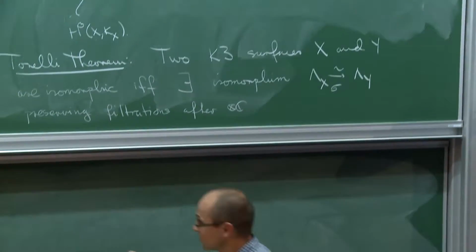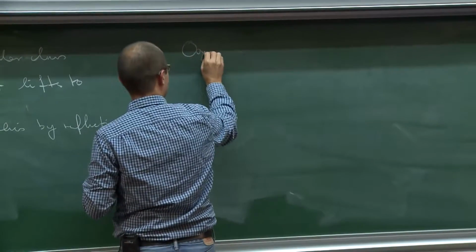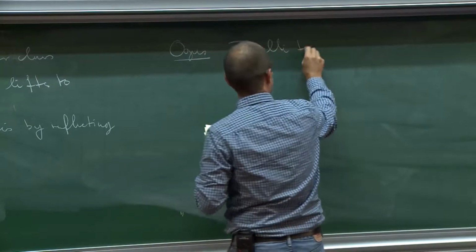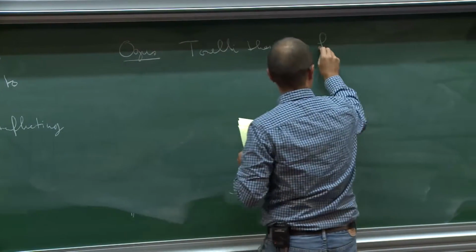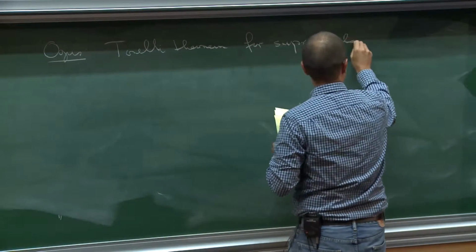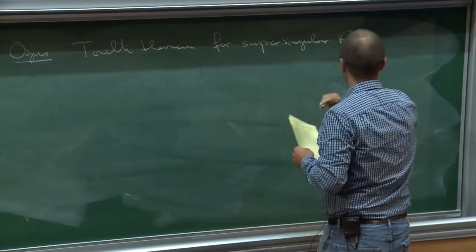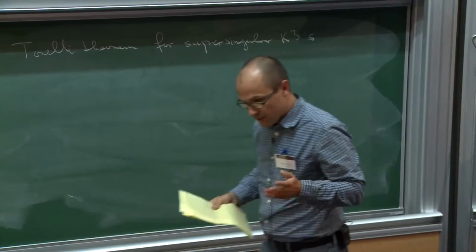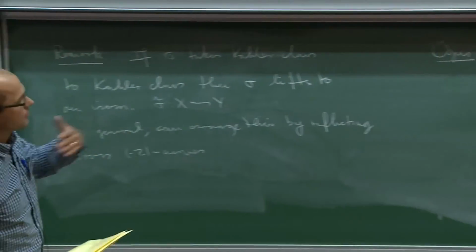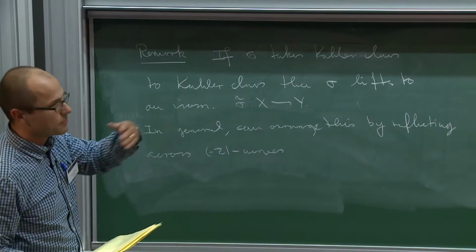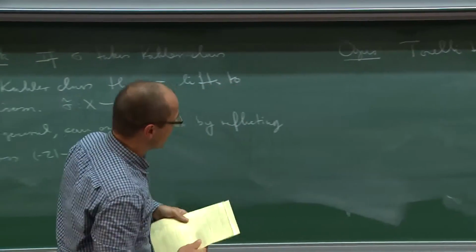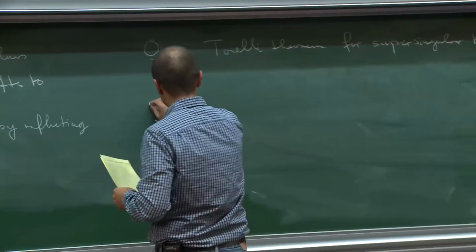Of course, Ogus proved a Torelli theorem for supersingular K3s, which is really the only result I know which uses cohomology in this way: if you have an isomorphism of cohomology respecting some structure, then you have isomorphic varieties. So that's the rough idea.